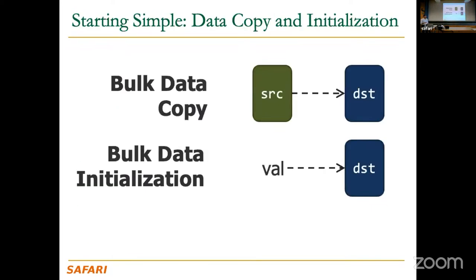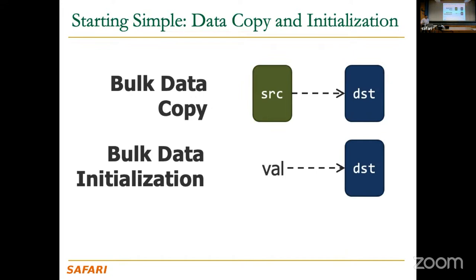So let's start simple. Let's say that we want to do data copy and data initialization without the need to move data. For data copy, imagine that you have two arrays, a source array and a destination array, and I want to copy the source data to the destination. It's that simple. For initialization, let's say that I want to initialize an array with zeros, and just store zeros in the array.